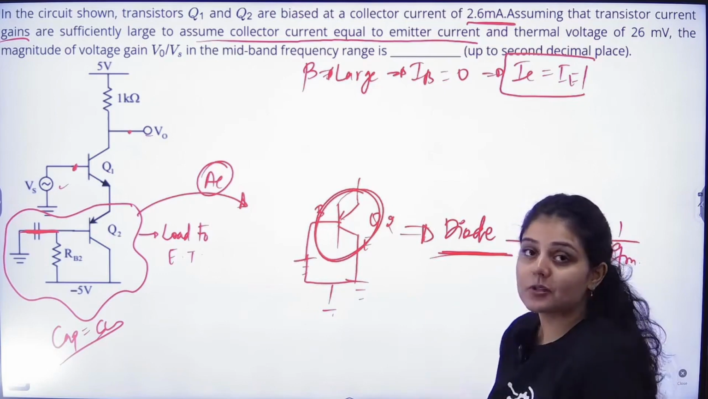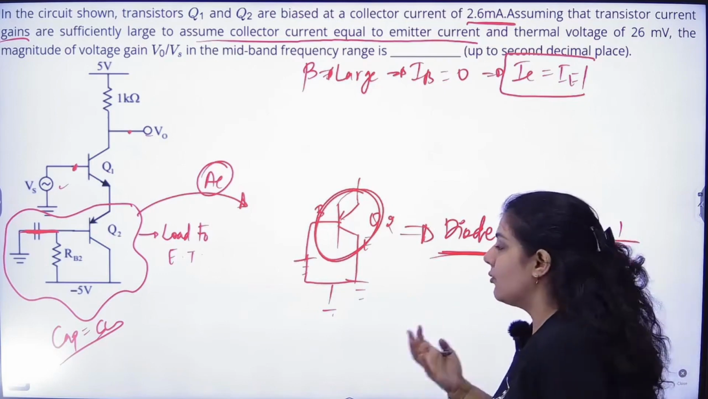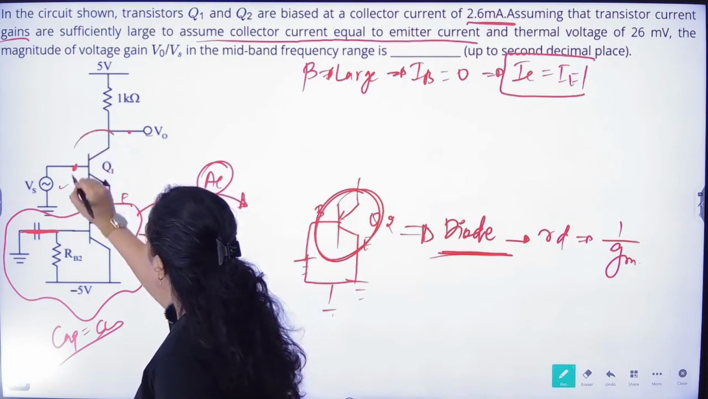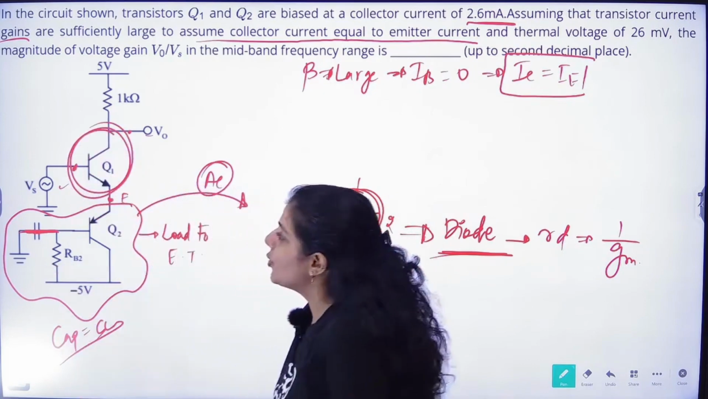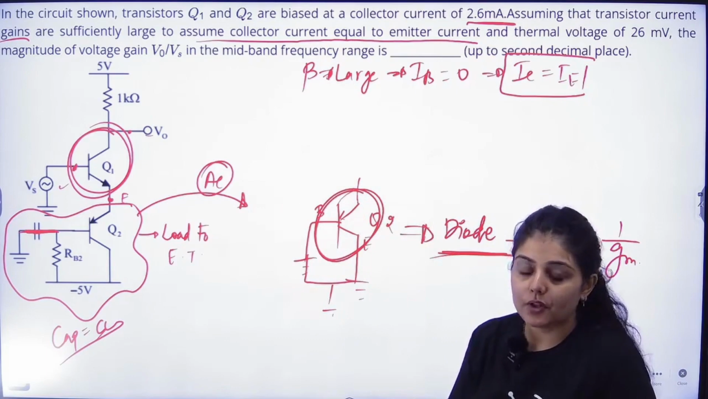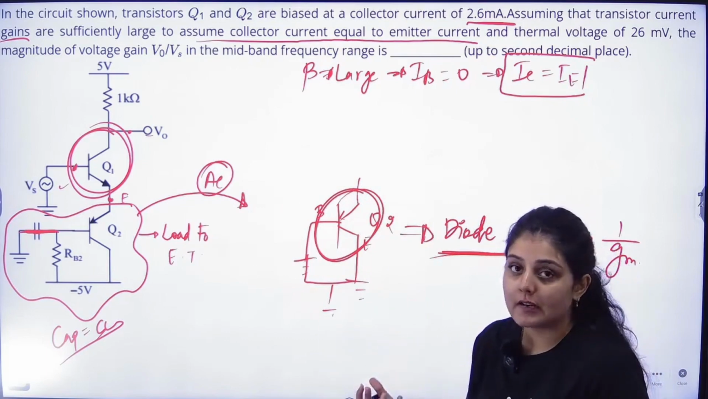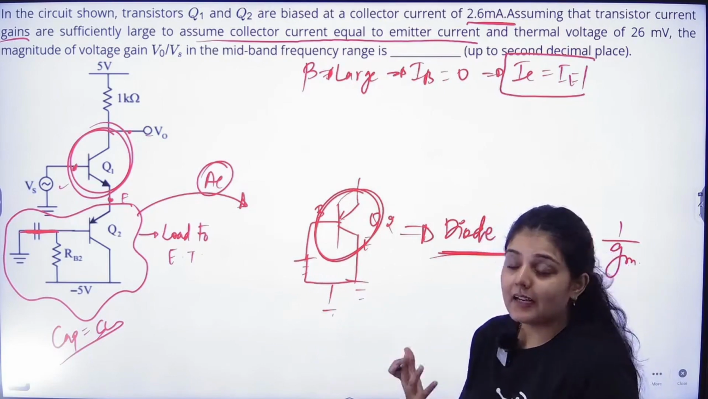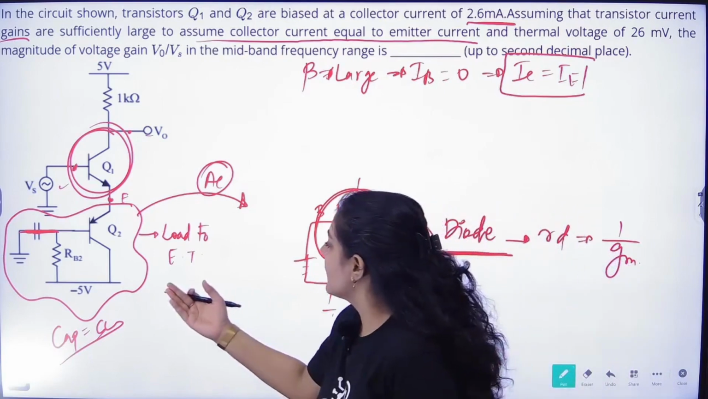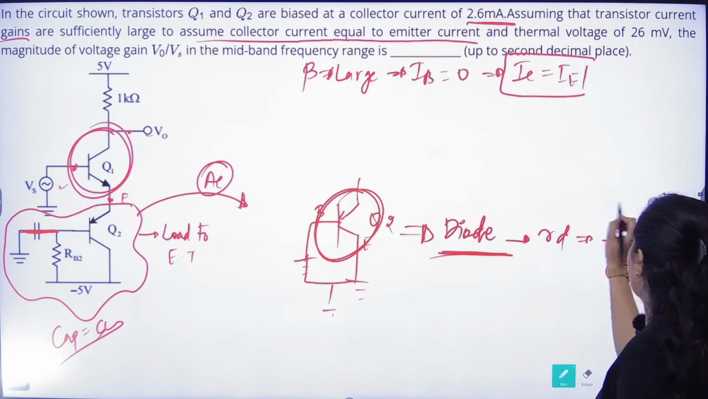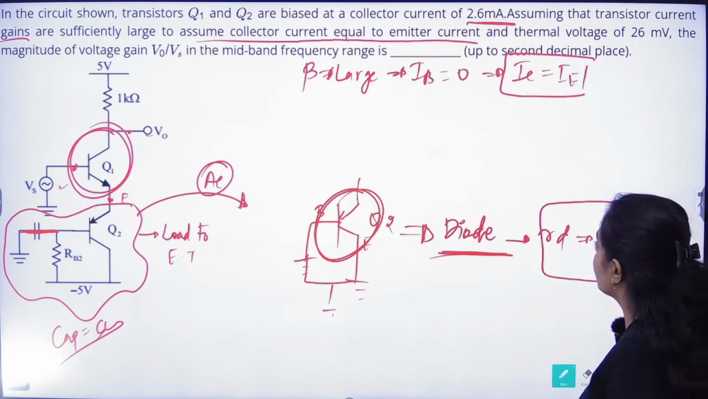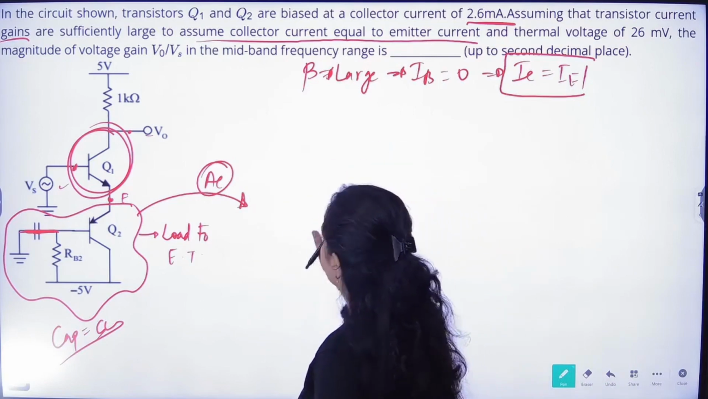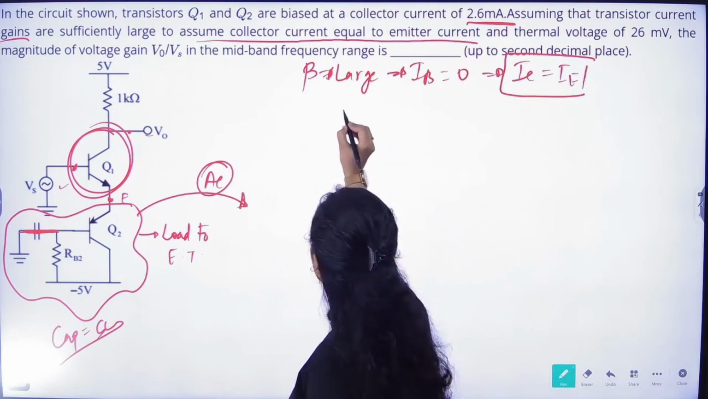So this is how Q2 will be acting. It is acting just like a load to what? The emitter terminal of Q1, because the main transistor is Q1 only, because we are giving input to Q1 and taking output from Q1 only, right? And Q2 is acting like a load, right? So this will be the value. This is how we will be replacing this transistor.